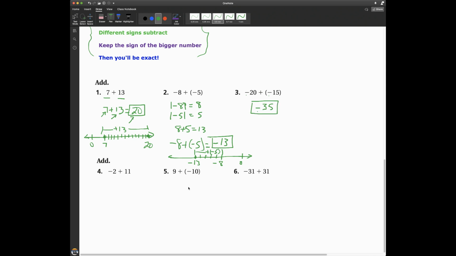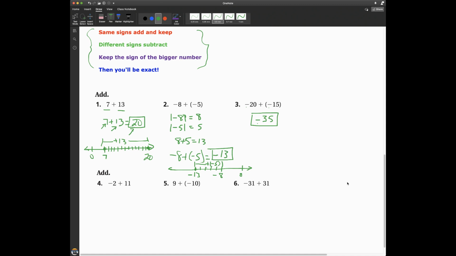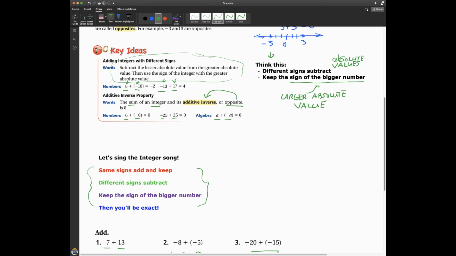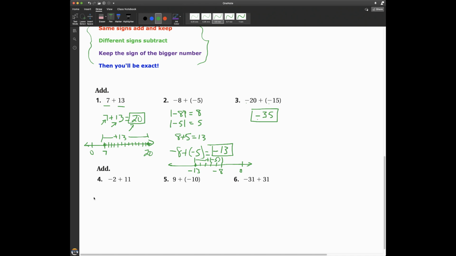All right, now let's go down here and let's look at adding these integers. And I notice on number 4 that these two integers have different signs. So the song says same sign, add and keep, different sign, subtract. And remember what I wrote up here. What am I subtracting? I'm subtracting the absolute values. Okay, so I have the absolute value of negative 2, which equals 2. The absolute value of 11, which equals 11. And then I subtract. So 11 minus 2 equals 9.